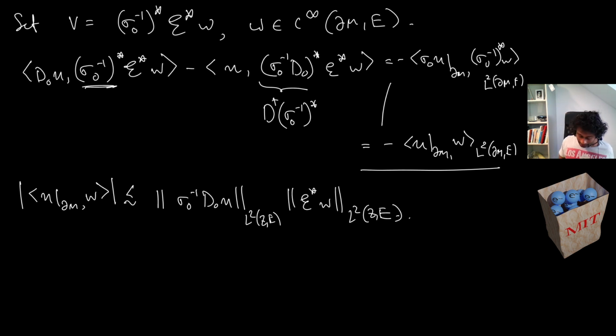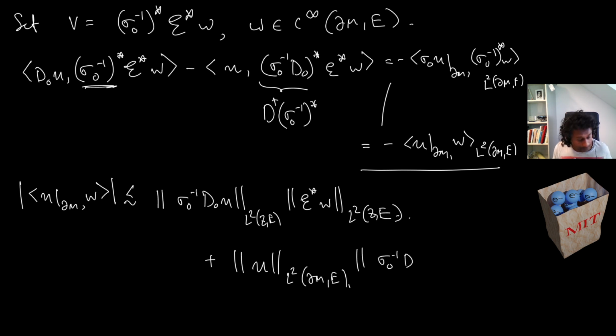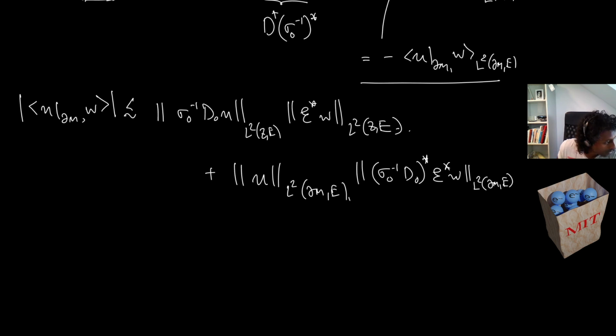Okay. And plus, now we have this term u here, which is going to be L2 of the boundary of M in E. And now again, we have sigma naught inverse d naught star. Now, remember, this is also an operator mapping E to E. E star of w, L2 of the boundary of M in E.